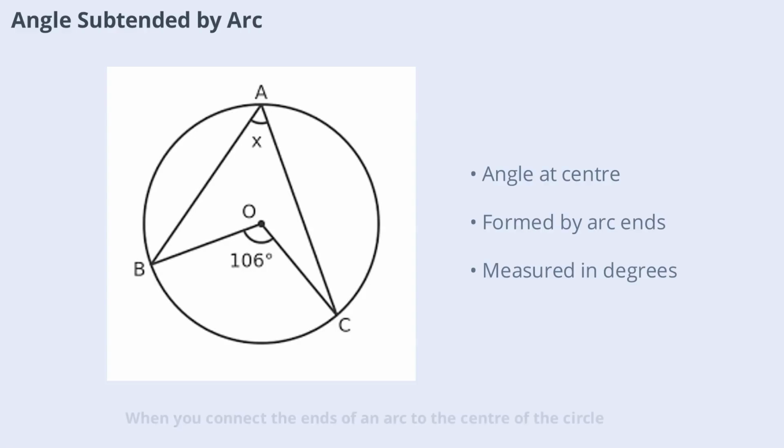When you connect the ends of an arc to the center of the circle, the angle formed is called the angle subtended by the arc at the center. This angle is key in many theorems and calculations, especially when dealing with sectors and segments. The measurement is usually in degrees, and it helps determine the size of the arc and related regions.